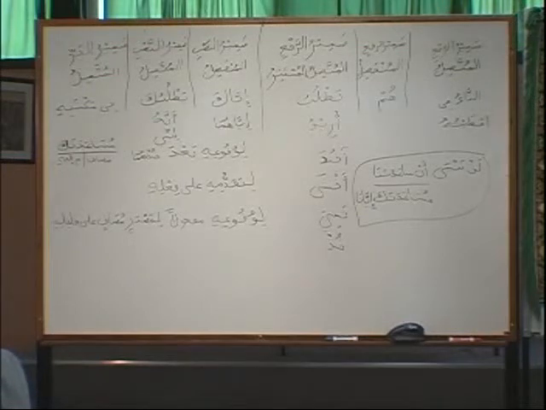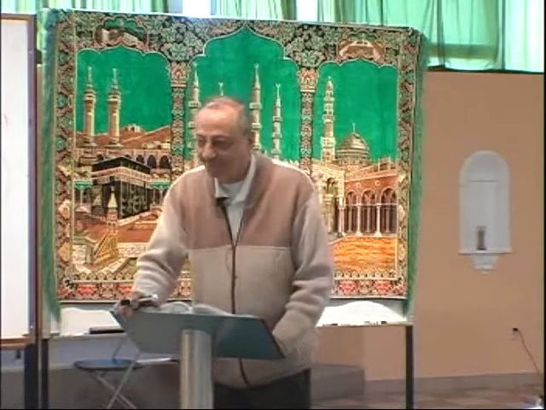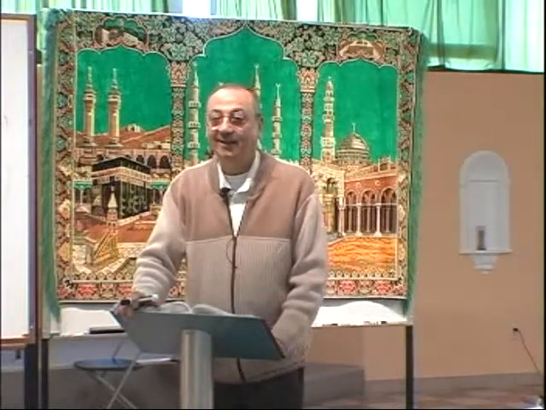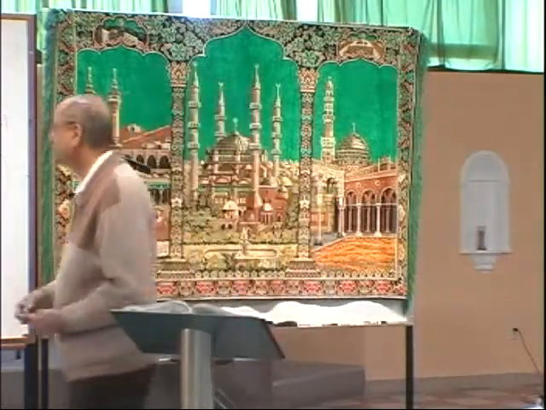Wa bil walidaini ihsanan. Okay. But this is such a beautiful verse, and inshallah, you will be able to understand it. Wa qada rabbuka, and your Lord has decreed that you will not worship except Him, and to parents, ihsanan. What is this ihsanan? Mafulun mutlaq, okay? That is your mafulun mutlaq. So whenever there is a mafulun mutlaq, there has to be a verb. Fi'l and fa'il has to be there. So brother, this is what it is.